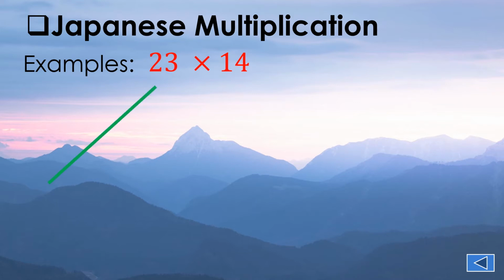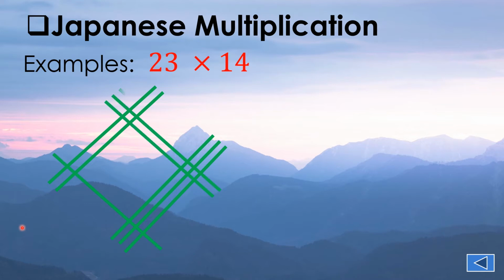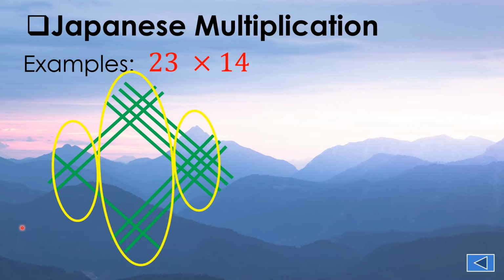So, mag-draw tayo ng dalawang lines na nagre-represent sa 2 and 3 lines na nagre-represent sa number 3. So, iyan na yung nagre-represent sa 23. Next, dito naman tayo magdodraw ng line na nagre-represent sa 14. So, that will be 1 and 4. Ayan. Next is to encircle yung mga parts na kailangan nating bilangin yung intersecting points para hindi tayo malito.